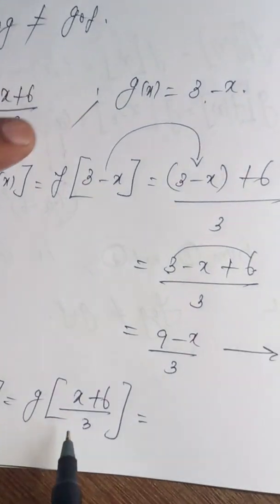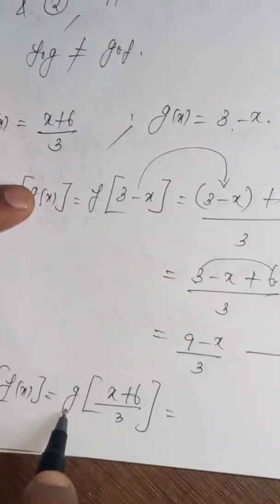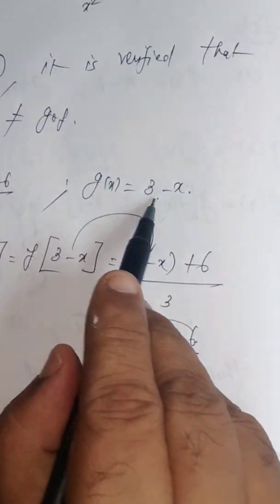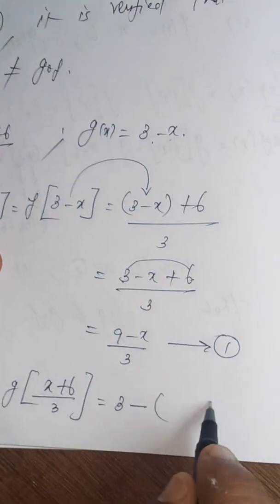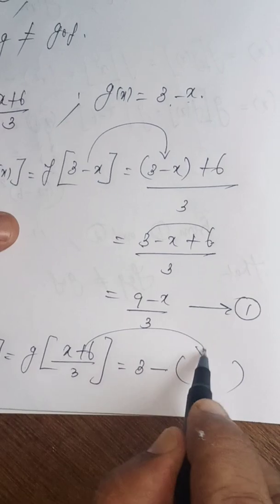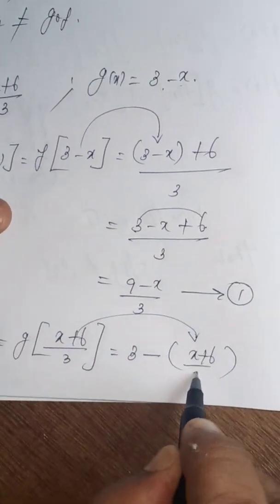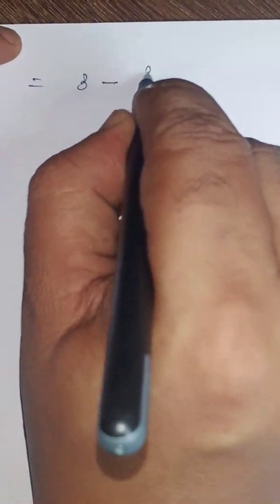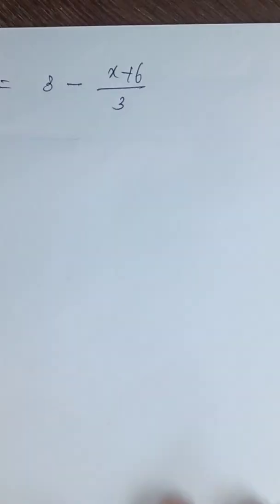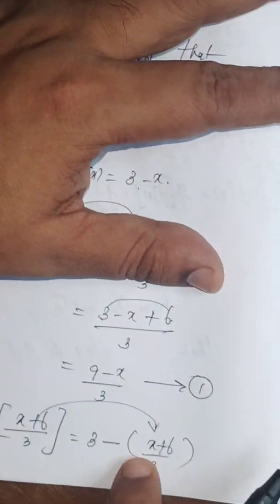Okay. Now what's the function outside the bracket? g. Now go to g. 3 minus. That x can be replaced by brackets. So inside the bracket what do you have to write? x plus 6 by 3. It has to be simplified. That is equal to 3 minus x plus 6 by 3.